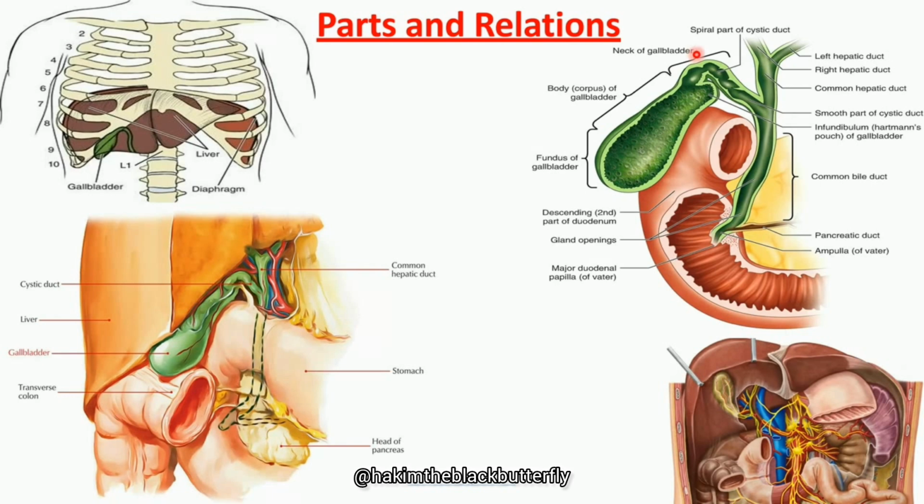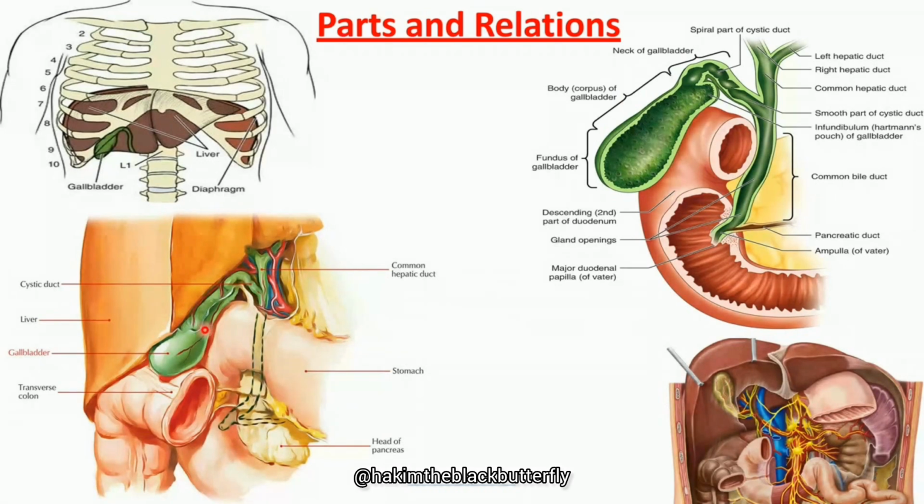The neck is going to have an outpouching that we call the infundibulum, or we can also call it the Hartmann's pouch. This Hartmann's pouch is going to be a site that easily holds stones. So it's a site where stones can easily dislodge. Most people have gallbladders with the Hartmann's pouch. If it's present, the chances of stones dislodging there are very high.